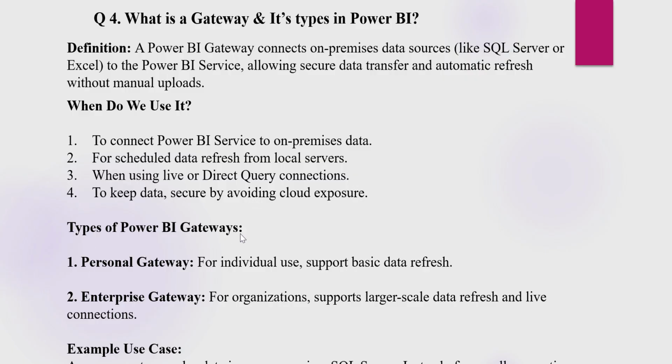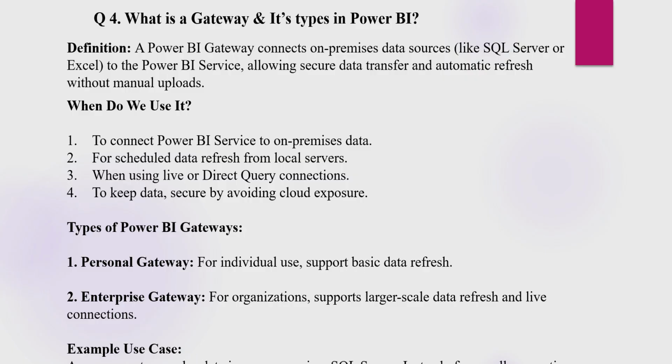Types of Power BI gateways. First is the personal gateway, and second is the enterprise gateway. The personal gateway is for individual use and supports basic data refresh. Suppose we are doing our own personal project, at that time we use the personal gateway for basic data refresh. Next is the enterprise gateway for organizations; it supports large-scale data refresh and live connection. Suppose there is a big data set having multiple rows and columns, and we can't refresh manually, at that time we handle it with the enterprise gateway.